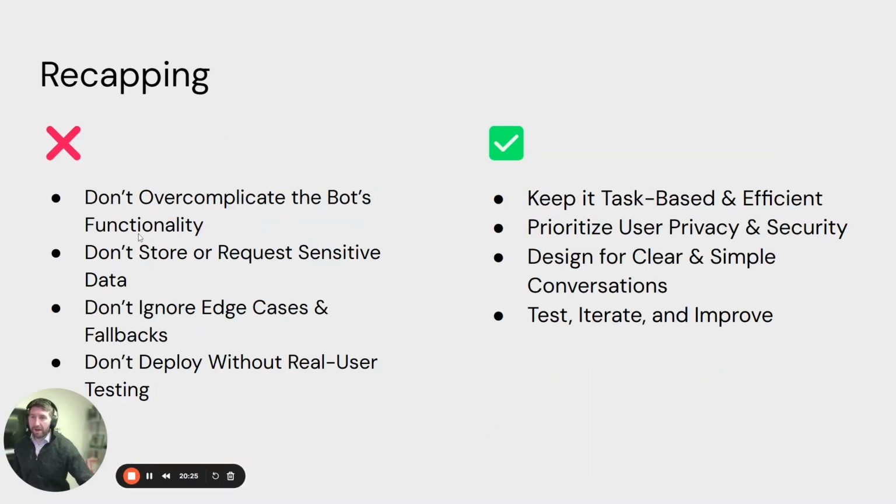And so, just to wrap things up, I wanted to close with some do's and don'ts. Don't overcomplicate the bot's functionality. Focus on a couple of specific tasks. The less noise you have around the task, the better it will be. Don't store or share sensitive data. Don't ignore edge cases. Situations where things don't have a solution can be a great place to build an app. Don't deploy without testing. Very, very important. Always try it first before you send it out. Keep it task-based and efficient. Prioritize privacy and security. Make sure your designs are very clear and simple, especially if you're sharing it with others. And the last thing, as I mentioned, test, iterate, and improve.